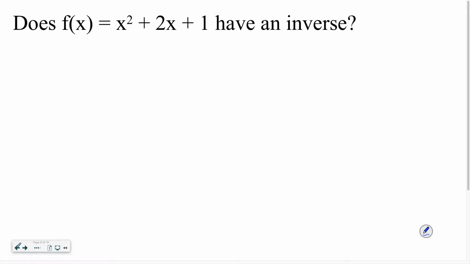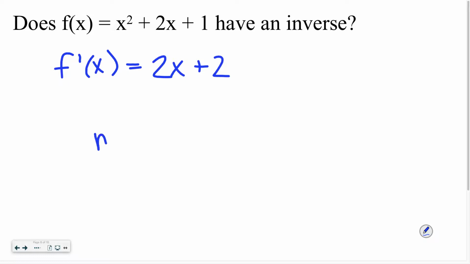Okay, so what would our derivative be? 2x plus 2. Is 2x plus 2 always going to be positive? No. Is 2x plus 2 always going to be negative? No. Sometimes it's positive, sometimes it's negative, like half and half, right?